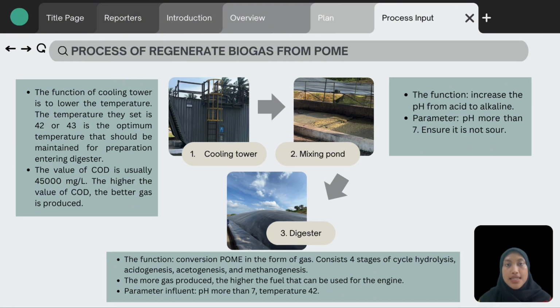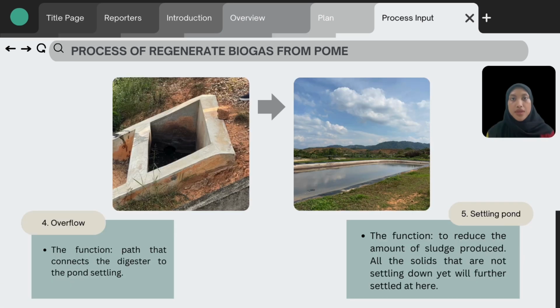The third process is the digester. In the digester, this is where POME is converted into gas. It consists of 4 stages of the cycle, which are hydrolysis, acidogenesis, acetogenesis, and methanogenesis. In the digester, the more gas produced, the more fuel is available for the engine. The influent parameters that should be maintained in the digester are a pH of more than 7 and a temperature of around 42 degrees.